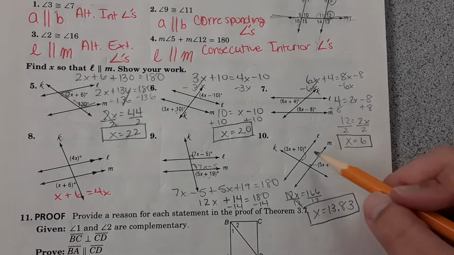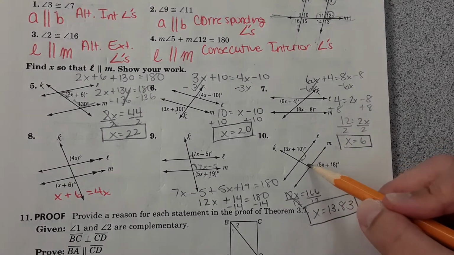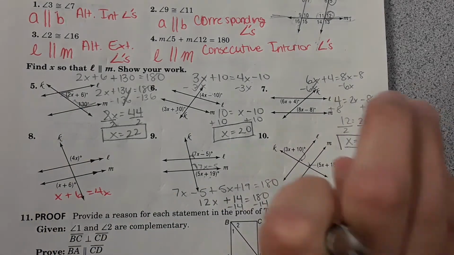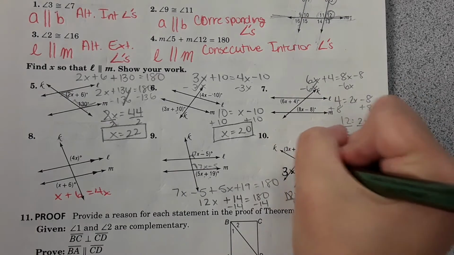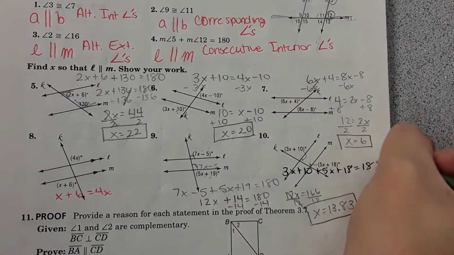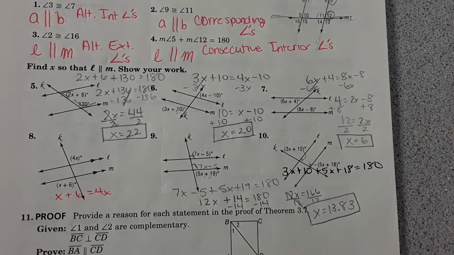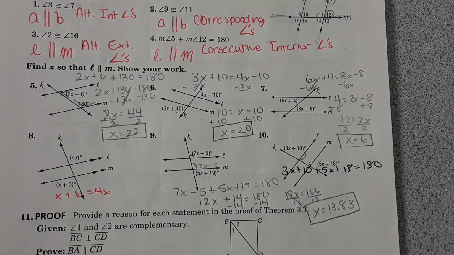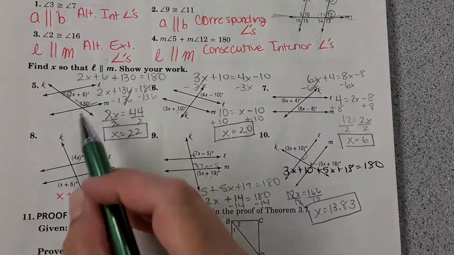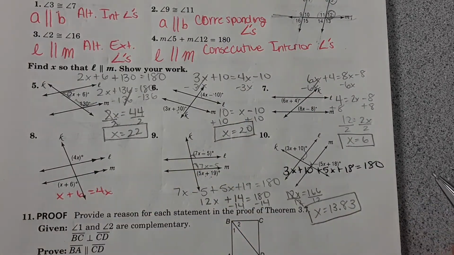Number 10, we're not going to work it all out, but those are consecutive interior angles. So for number 10, to set it up, you would do 3x plus 10 plus 5x plus 18, and then you would put that equal to 180, and you could solve for x that way. So as you're doing homework problems, just look back at these examples, and if you find one that's similar, you can solve it the same way.